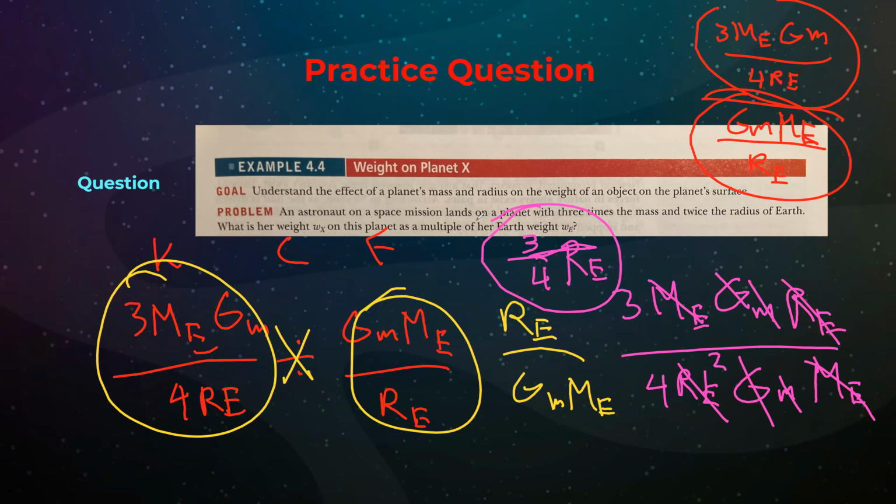I was saying you have to include a variable because 3 over 4 is a constant, but it's relative to something. It's not like just 3/4, right? If RE changes, it's not 3/4 anymore. Okay, so that's your final answer. Does anyone have any questions?